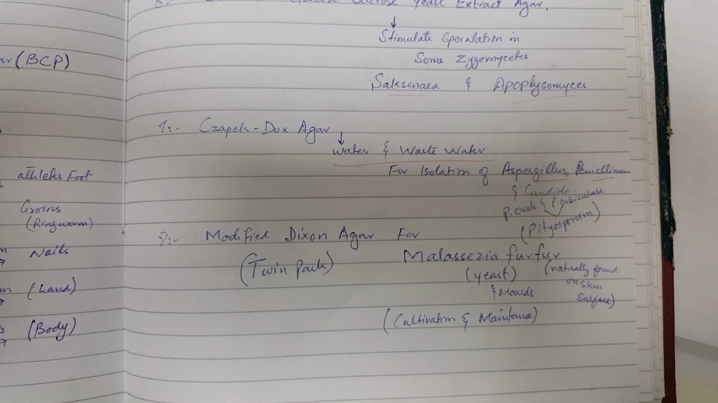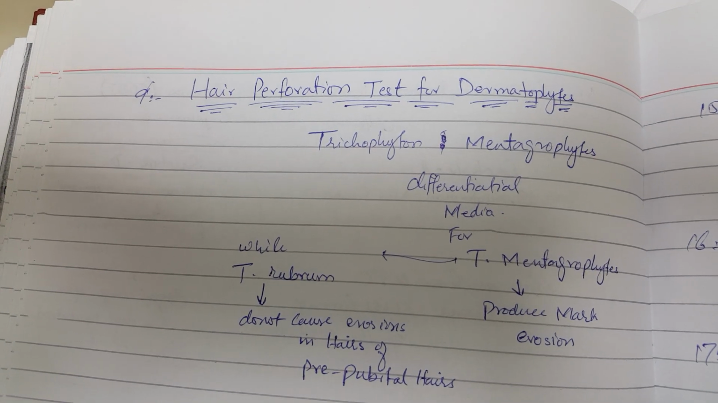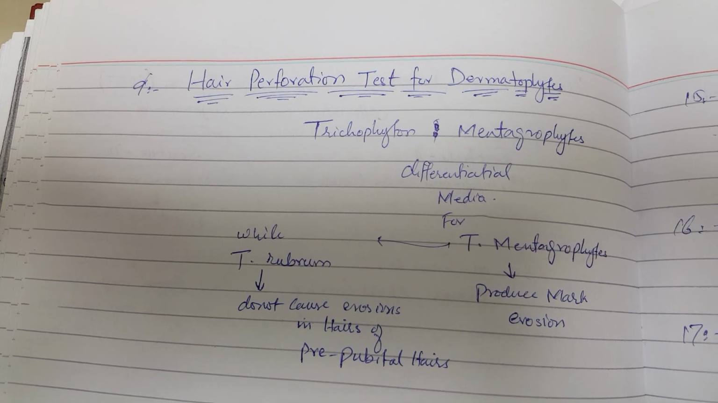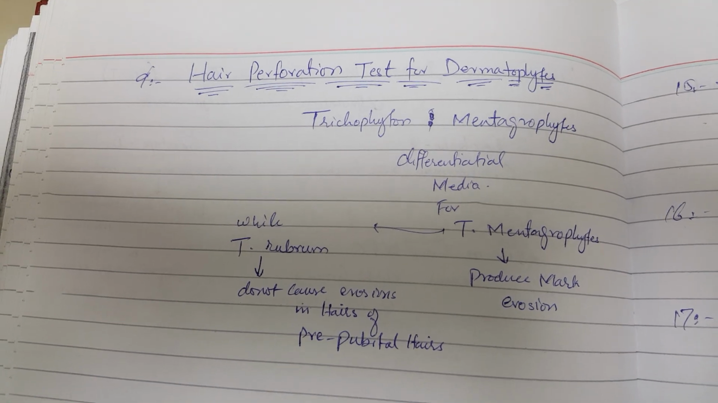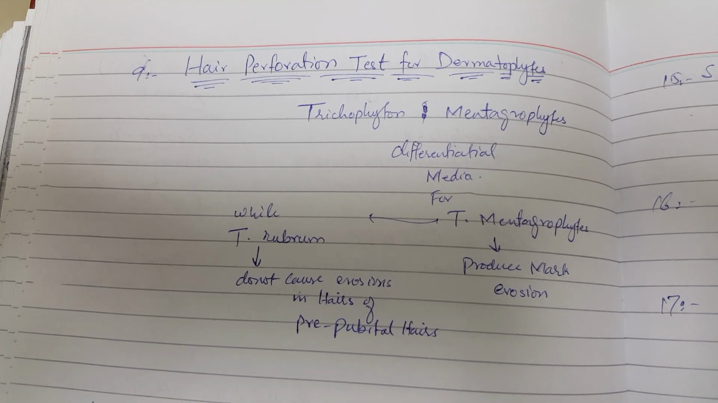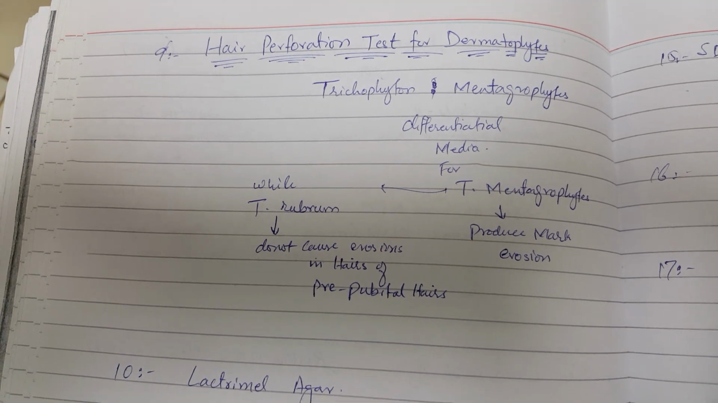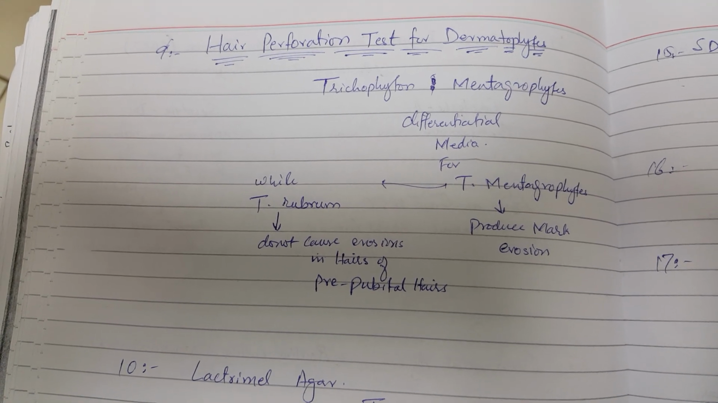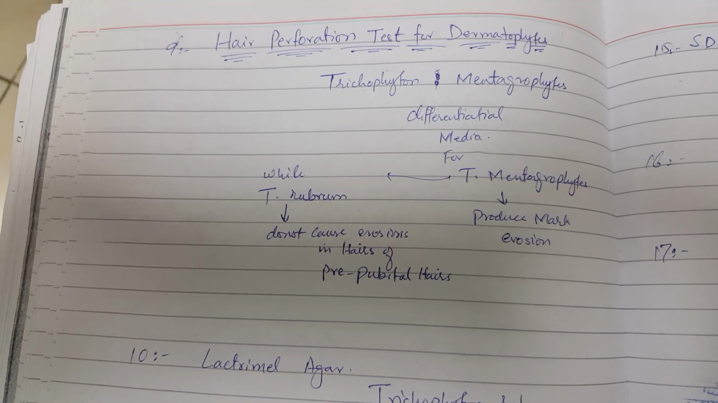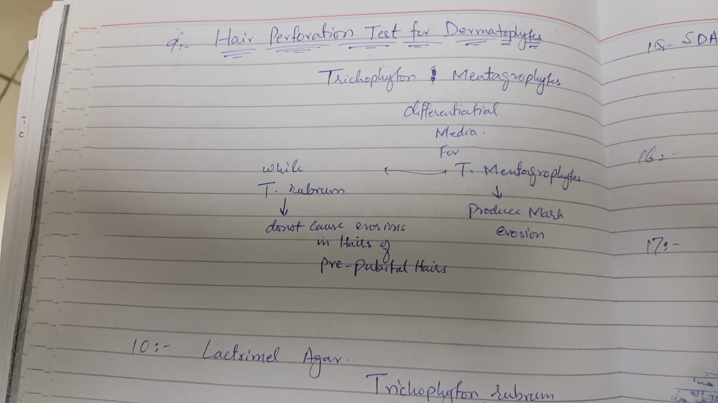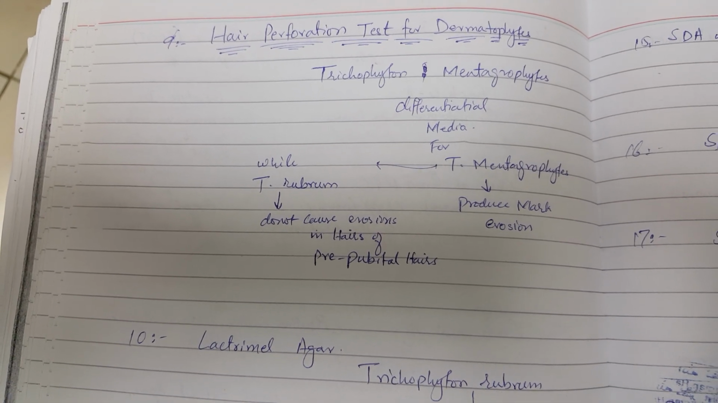It's a yeast and mold, and cultivation and maintenance can be used, and it is naturally found on the skin surfaces. Here, the hair perforation test for dermatophytes: Trichophyton mentagrophytes is differentiated on this test because the organism produces marked erosion, while T. rubrum does not cause any erosion in the pubic hairs.